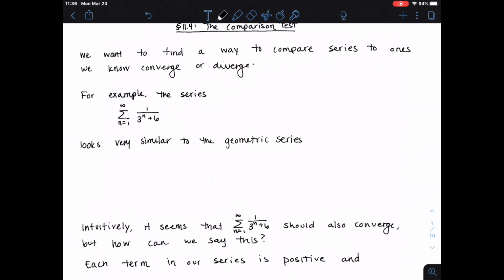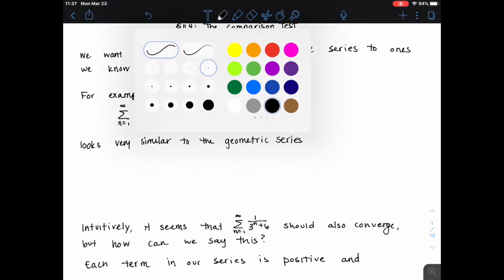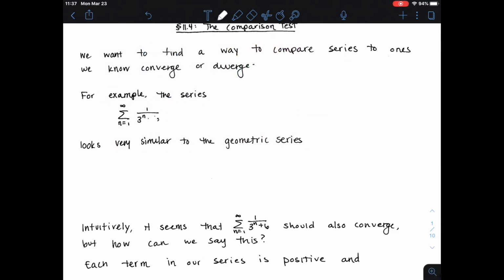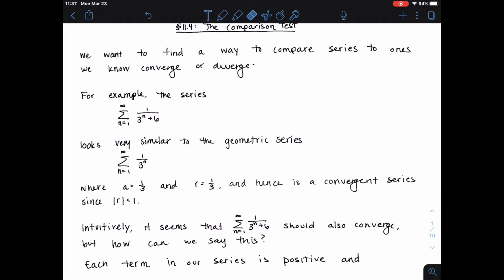So for example, if we look at the series, which is a sum of 1 over 3 to the n plus 6, if you were to just ignore this plus 6 in the bottom, it's going to look very similar to a geometric series. So that would be the sum of 1 over 3 to the n, which you can rewrite if you want to in the form ar to the n minus 1. So this would be a geometric series. The value of a is 1/3. The value of r is also 1/3. And that would be convergent since the modulus of r is going to be less than 1.